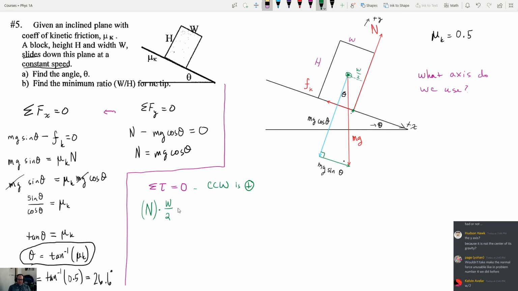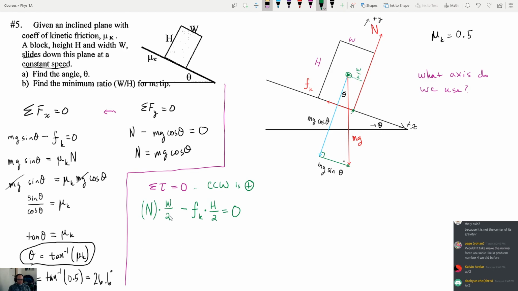Right. Okay, minus, we have the friction force down here, so F sub K, times, what is the lever arm for F sub K? H over 2. That's right. Oh, it's capital H, isn't it? Undo. And the weight, because it's pulling directly from its center of gravity, and we've chosen that for the axis, it contributes nothing. That's all we have right there.